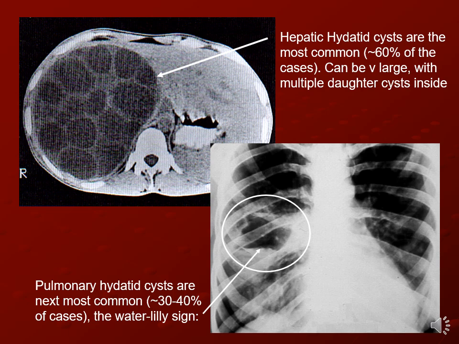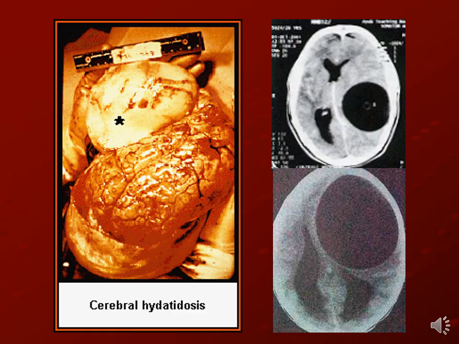This is when a hydatid cyst ruptures and the laminated membrane falls down, then it will be irregular, not like a straight line, the air fluid level, rather it will be irregular, and it's referred to as the water lily sign. This is characteristic of a ruptured hydatid cyst in the lung.